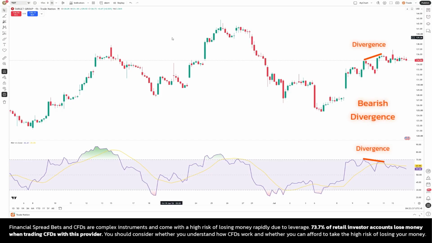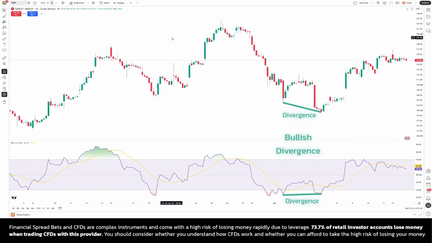Divergence is another common way to read RSI. If price makes a higher high while RSI makes a lower high, bullish momentum may be weakening. If price makes a lower low while RSI makes a higher low, bearish pressure may be starting to fade. Divergence does not confirm a reversal by itself, but it can warn that the current move is losing strength.